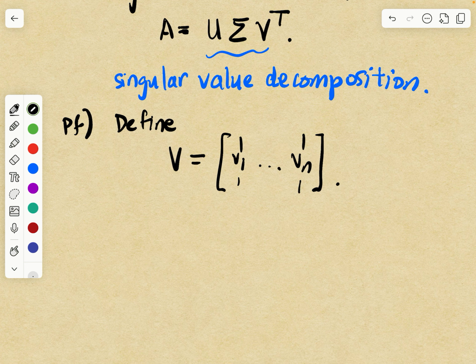Well, we know that the Vi's are unit length and they're orthogonal, so the Vi's are orthonormal, and this is an n by n matrix, right? These are n vectors in Rn, so this is a square matrix with orthonormal columns, and therefore it's an orthogonal matrix. So by how we defined the Vi's, this is an n by n orthogonal matrix.